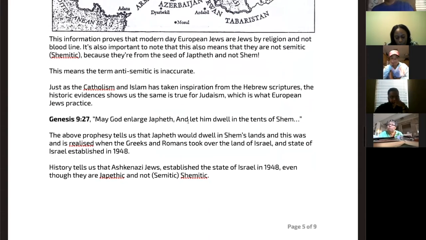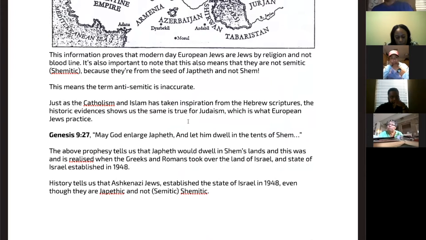All right. This information proves that modern-day European Jews are Jews by religion and not by bloodline. It is also important to note that this also means that they are not Semitic or Shemitic, because they are from the seed of Japheth and not Shem. This means the term anti-Semitic, as it is applied to the European Jews, is inaccurate. Just as Catholicism and Islam had taken inspiration from the Hebrew scriptures, the historic evidence shows us the same is true for Judaism, which is what European Jews practice.